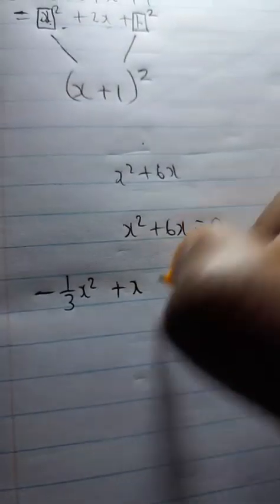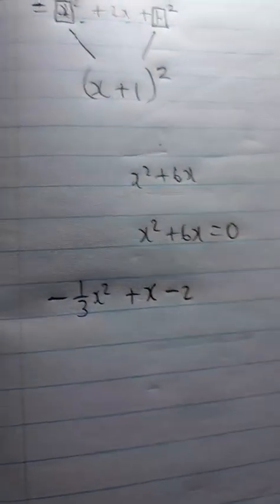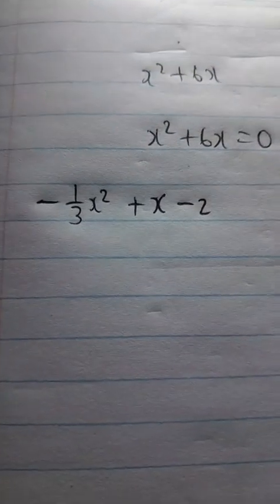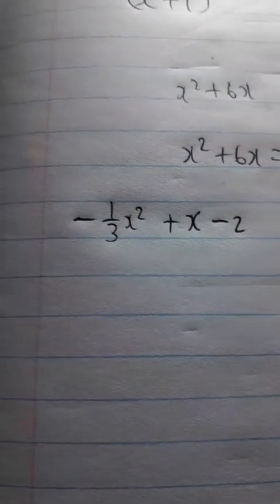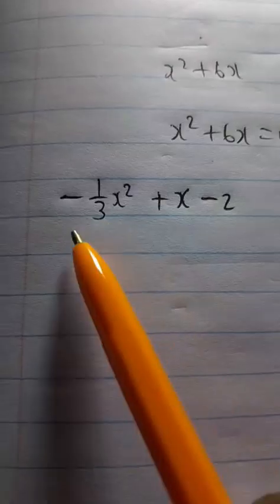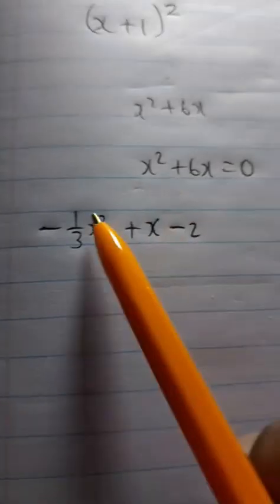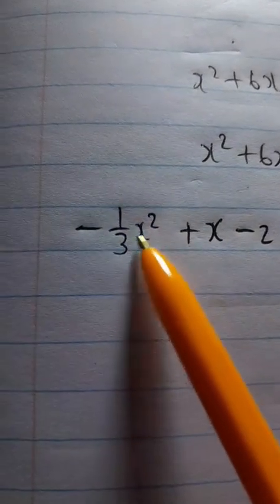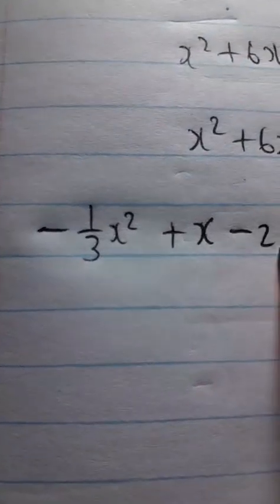Let me do one last one, and depending on if people get it, then I guess that will be it. Let's do one last one. So this one, let's look at it. It's negative 1 over 3 x squared plus x minus 2.